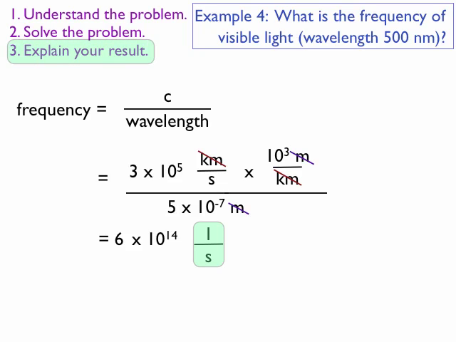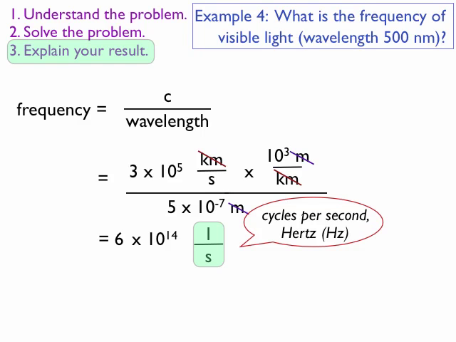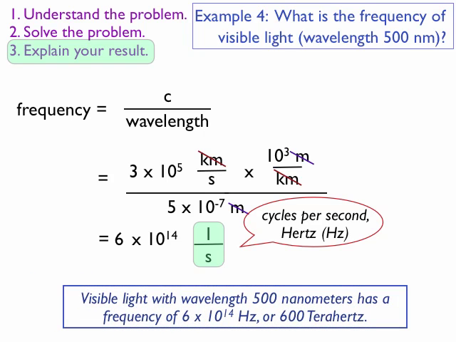To explain the answer, we must think about the units. 1 over seconds are what we often say as cycles per second, or hertz. So we found that the frequency of visible light is about 6 times 10 to the 14th, or 600 trillion hertz. If you recall that we use the prefix tera for a trillion, you can also say that this is 600 terahertz.